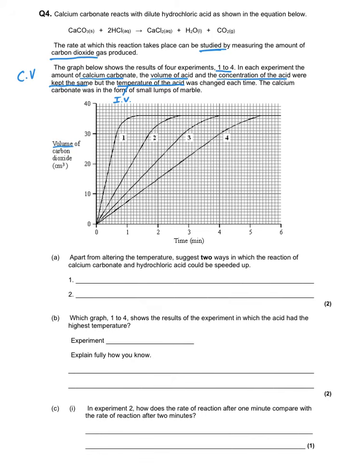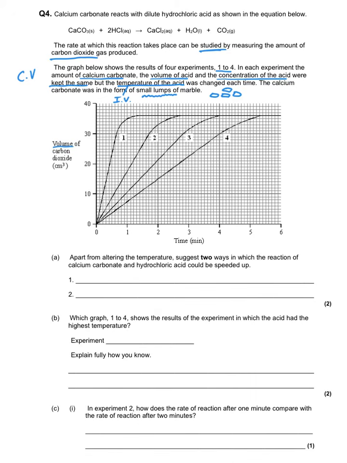And we've been told that the calcium carbonate was in the form of small lumps of marble chips. So small pieces like so. And we've been given our graph. So apart from altering the temperature, suggest 2 ways in which the reaction of calcium carbonate and hydrochloric acid could be speeded up.